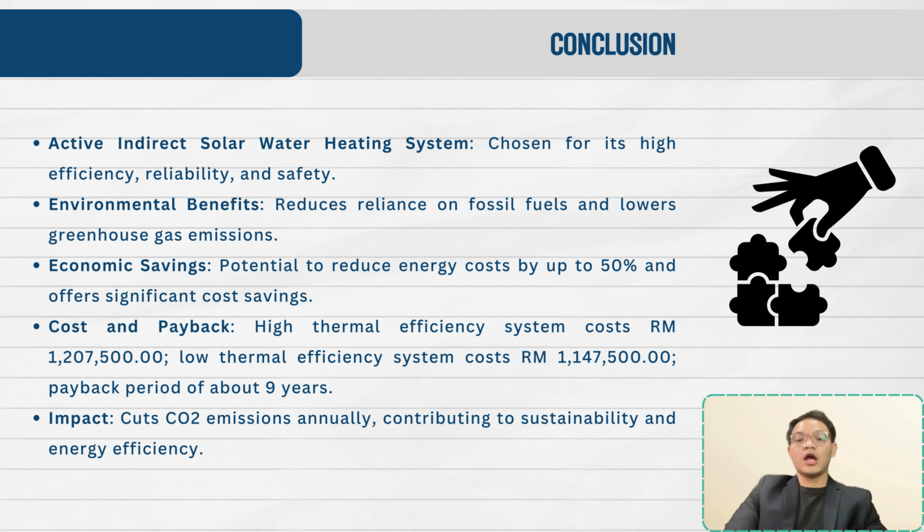In conclusion, our proposed model is using an active indirect solar water heating system that has high efficiency, high reliability, and safety regards. It also has an environmental benefit, as it reduces reliance on fossil fuel and lowers greenhouse gas emission. In economic saving, it also has the potential to reduce costs by up to 50% and offer significant cost saving. And it will take a payback period of around 9 years. And for the impact, it will cut approximately 1.5 tons of CO2 emission annually, contributing to sustainability and energy efficiency.